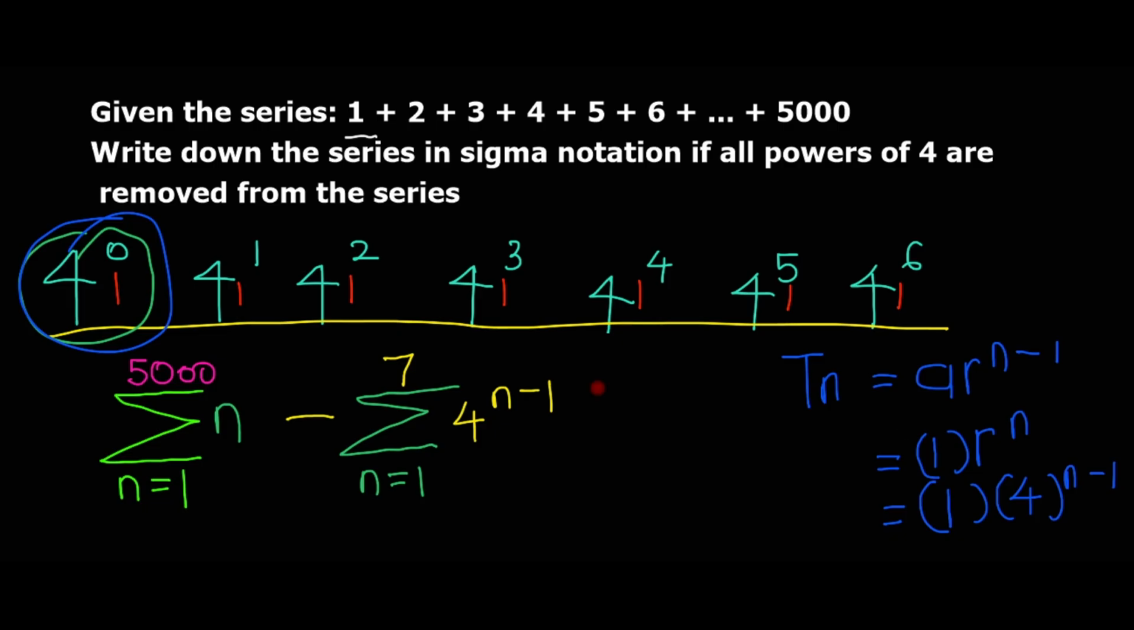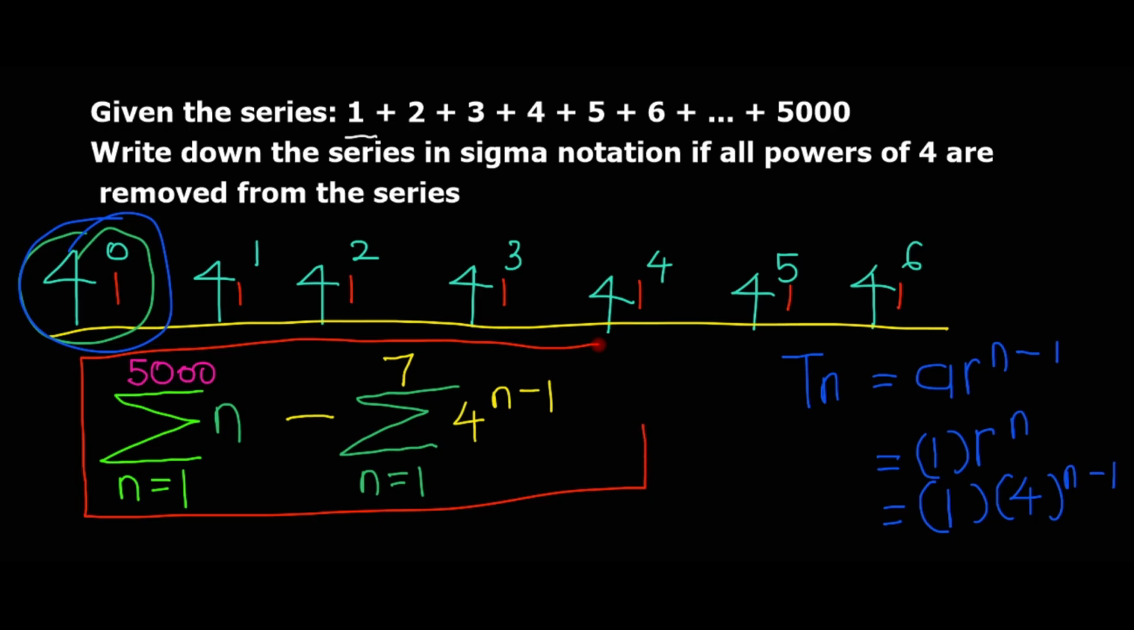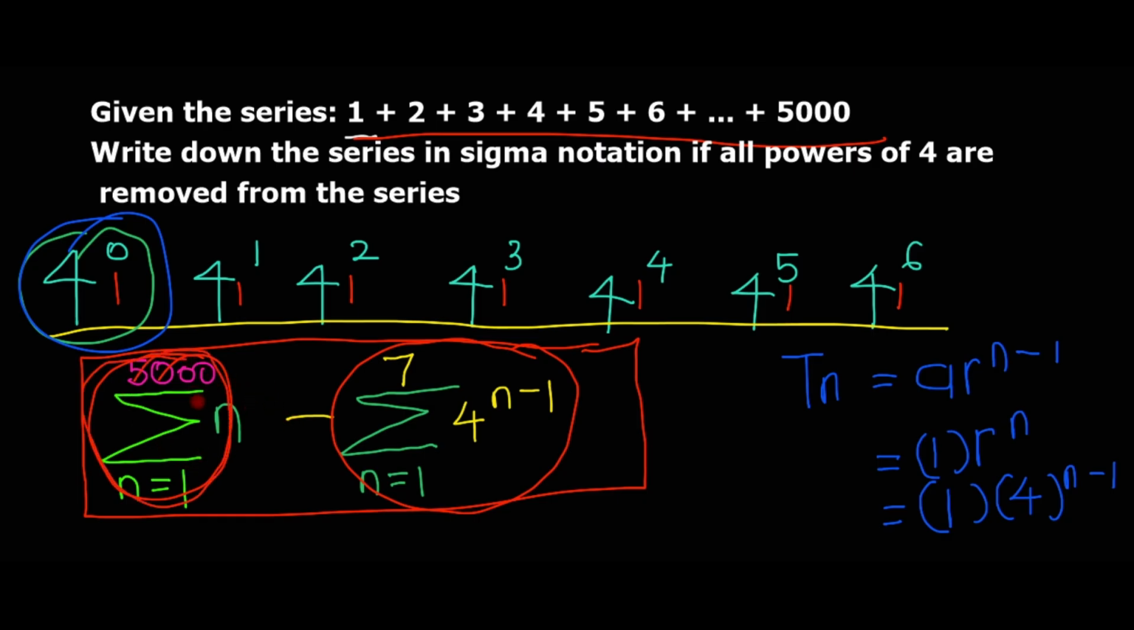So we have expressed this in the form of sigma notation. You can see that this is a series that contains everything, including the powers of 4, and this one contains only the powers of 4. From there, we want to remove them from this one, because it contains everything, both the powers of 4 and those that are not powers of 4. So that's it for this problem.